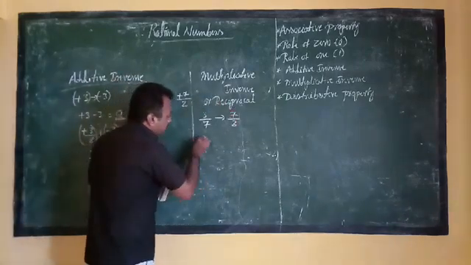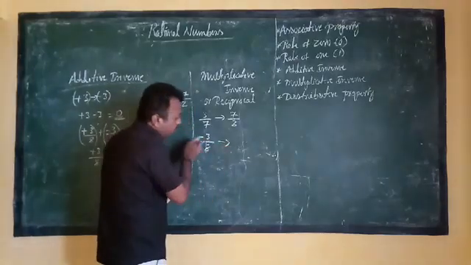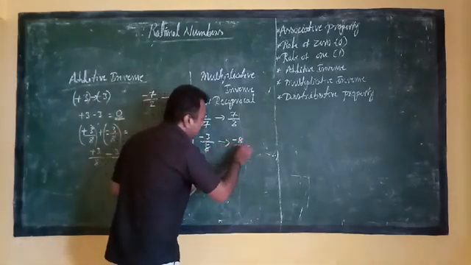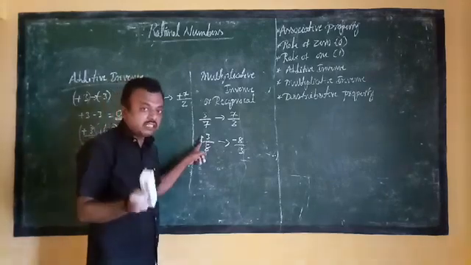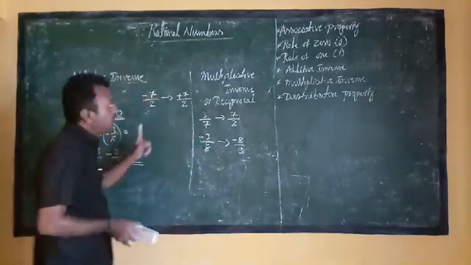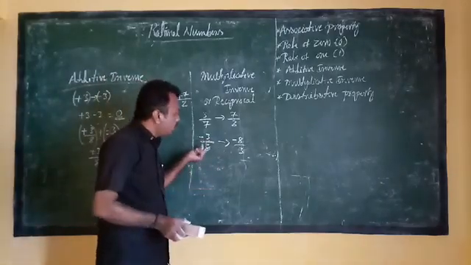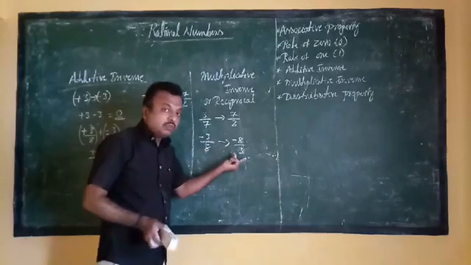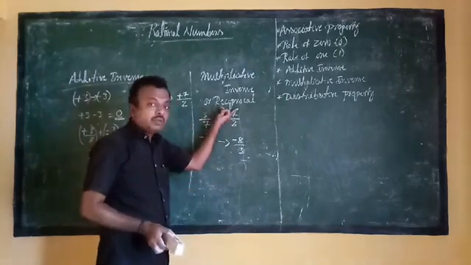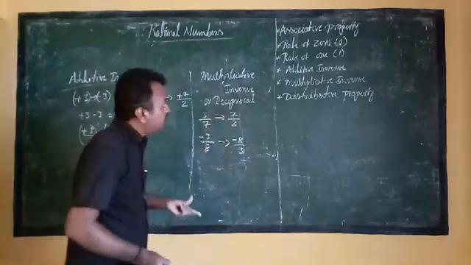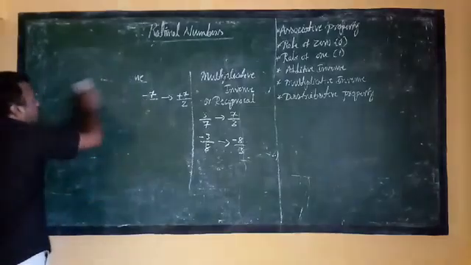See another example. Minus 3 by 8. The reciprocal of minus 3 by 8 is minus 8 by 3. Sir, minus? No, the sign does not change. In the additive inverse only the sign changes. In the multiplicative inverse, the sign does not change; only the numerator becomes the denominator and the denominator becomes the numerator. That is called the multiplicative inverse or reciprocal. Got it students? So like that you have to learn it. So next, lastly, distributive property.